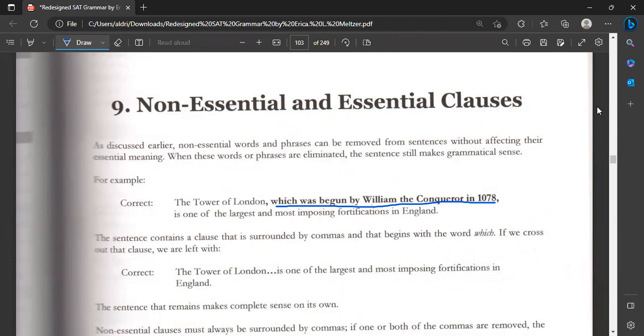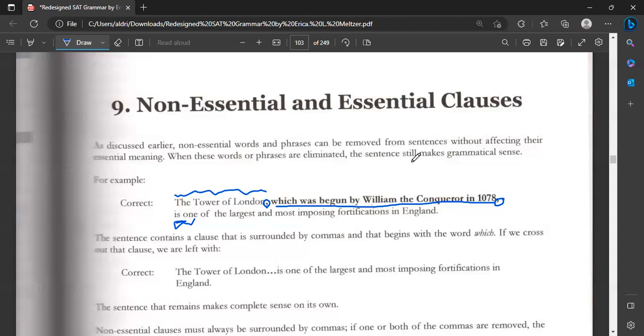So there's a couple of things you need to know about non-essential clauses. The first thing I would say is there are three ways to set up non-essential clauses, at least as far as I'm concerned. One of them is a comma sandwich, right? When you surround the words by commas, like so. There's a comma here, there's a comma here, and usually the non-essential clause will come just before the verb. In this case the verb is "is," so between the subject, Tower of London, and the verb, you have the non-essential clause, which in this case is, which was begun by William the Conqueror.